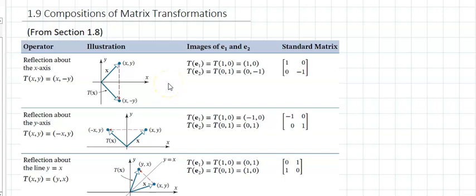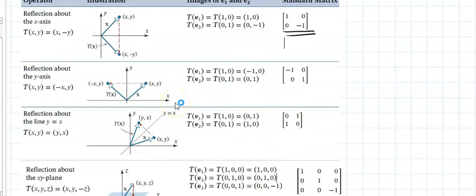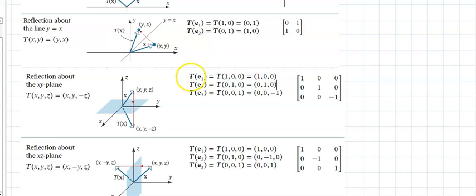If you apply T sub E1 and E2, you end up with this standard matrix. Those matrices are provided. You don't have to memorize them. Reflecting about the y-axis, there it is. If you multiply any vector or a matrix by negative 1, 0, 0, 1, that would reflect it about the y-axis. To reflect about the line y equals x, multiply by the following matrix.